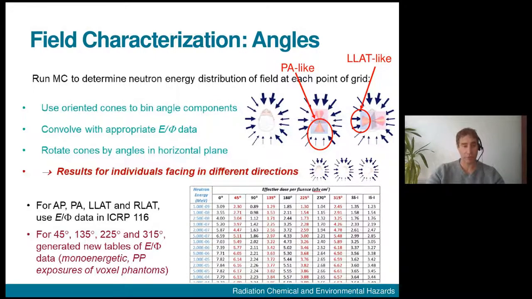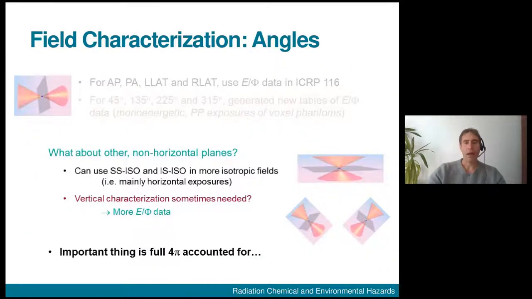Actually, even here we have an additional problem, that the conversion coefficient data at intermediate angles is not provided in ICRP 116. So as part of this project, my colleague Yang Janssen calculated at these intermediate angles for monoenergetic plane parallel fields. Of course, we also need to worry about non-horizontal planes, so we also need to change the axis of these cones to tally the fluence in different directions, so in, you know, semi-superior isotropic on the top, for example, or in different angles pointing up and down, and we'll see more of this later on. But the important thing being that the full 4 pi solid angle at any given point on the grid has been accounted for.